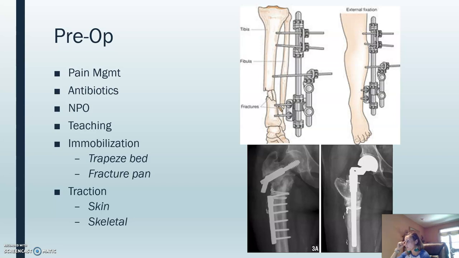We're going to keep them NPO, make sure we teach them what to expect post-op, that they're probably going to have a lot of pain, and there's going to be a lot of rehabilitation afterwards. We're going to need to keep them immobilized pre-op, and then they may have traction. So it may be on the skin like a boot, or it may be skeletal with these pins and rods going through the skin. So this is an example of internal fixation where we've got pins and rods going through the bone. This right here is an example of an actual joint replacement. So we've sawed off the end of the femur bone and replaced it with a prosthetic.